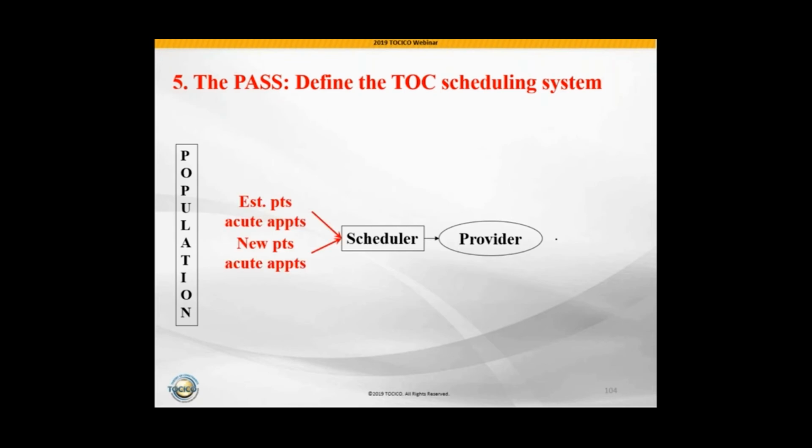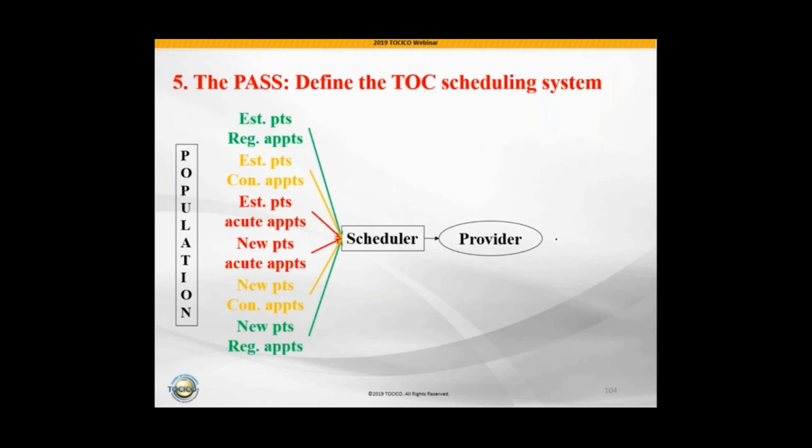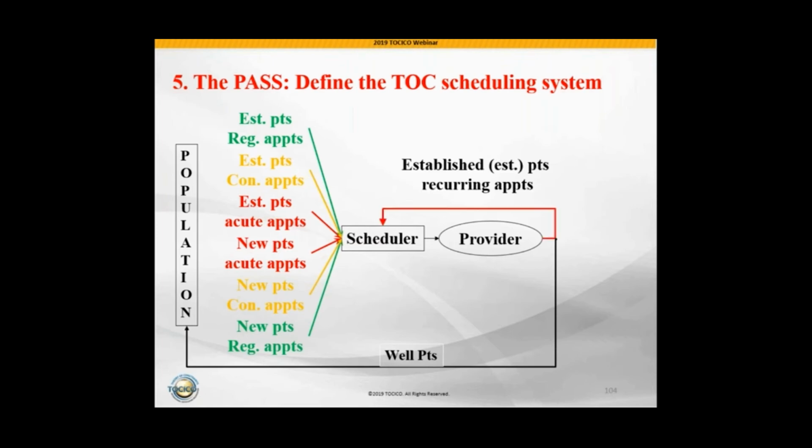So let's suppose that a new or established patient would call the scheduler and get an immediate appointment. The scheduler would triage the patient, ask if this is an acute visit, do you need to be seen today? Or do you have a health concern and you need to be seen in the next couple of days? Or is this just a routine appointment that you want? So we triage the patient in that manner. The scheduler also has to, the provider releases well patients back out to the population.